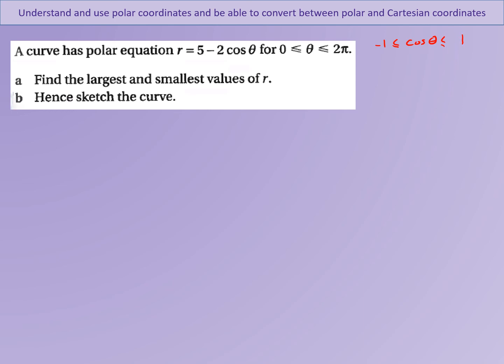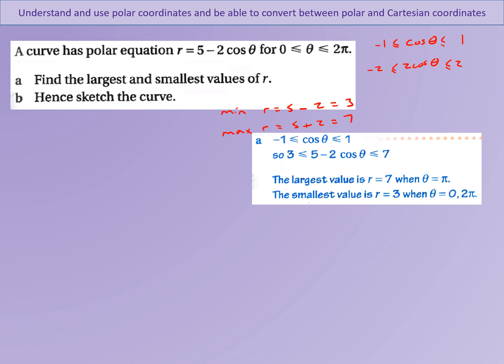Therefore, 2 cos theta has a range from -2 to 2. Therefore, the minimum value occurs when we have 5 minus 2, which is 3. The maximum value occurs when we have r equals 5 plus 2, which is 7.